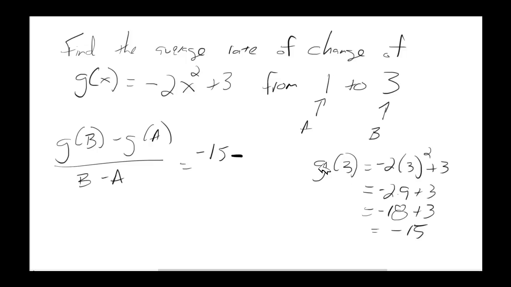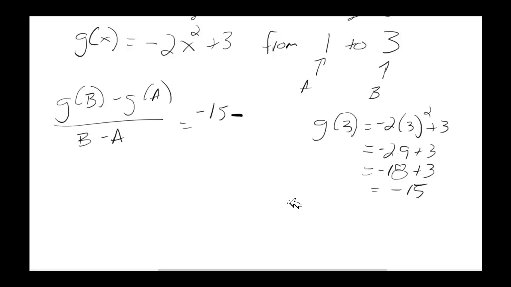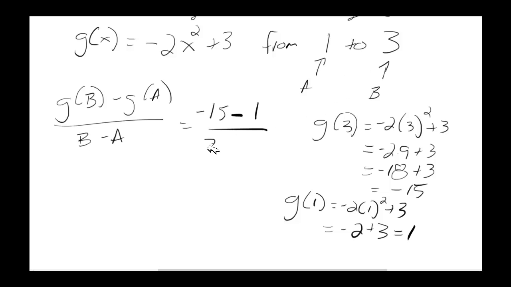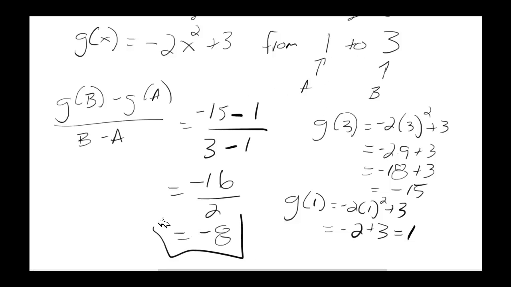Now I'm going to figure out what g of a is, which is g of 1. So let's see, g of 1 is equal to minus 2 times 1 squared plus 3, which is minus 2 plus 3, which is 1, over b, which is 3, minus a, which is 1. Let's finish off this fraction up top. We get minus 16 over 2. The average rate of change of this function from 1 to 3 is minus 8. And that is average rate of change.